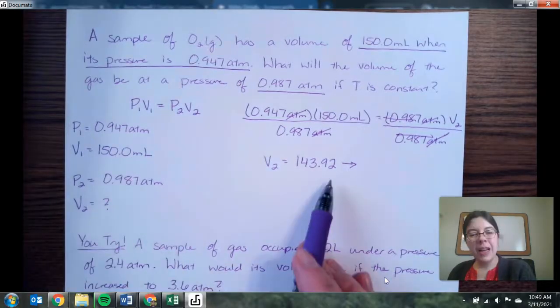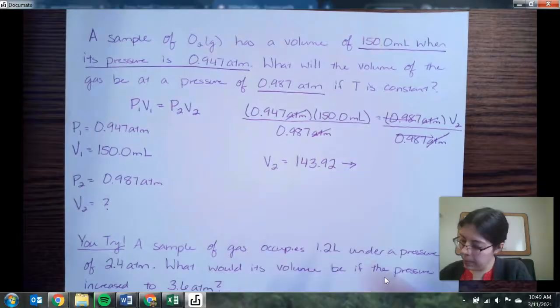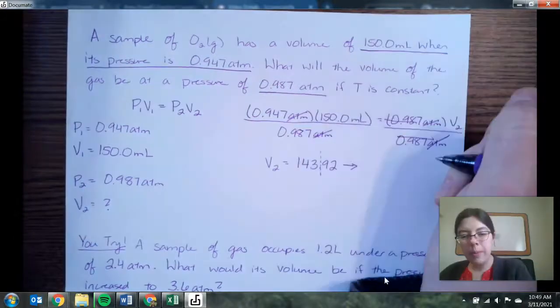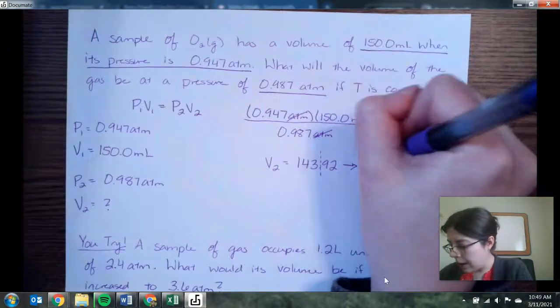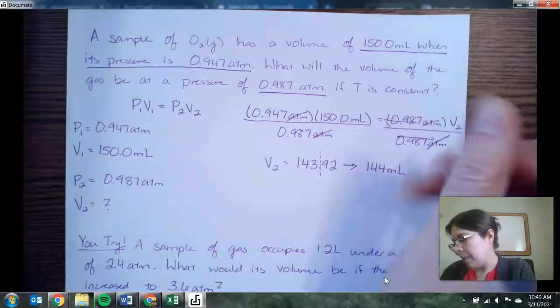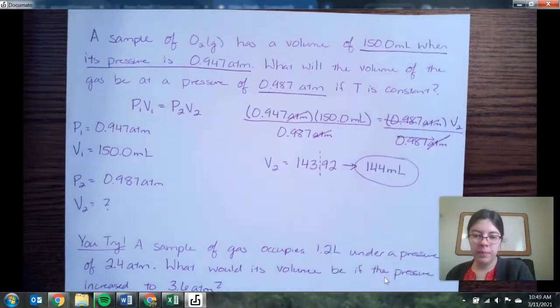So we want to round this answer to 3 sig figs, meaning I'm going to cut it off between the 3 and the 9. So 143.9 gets rounded to 144. And then finally, don't forget your unit of milliliters.